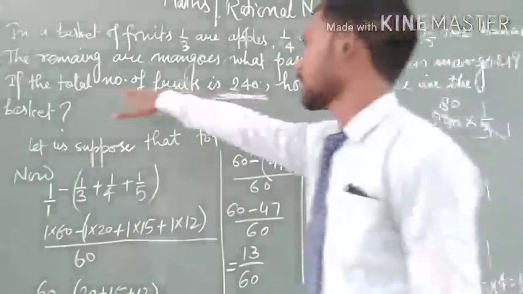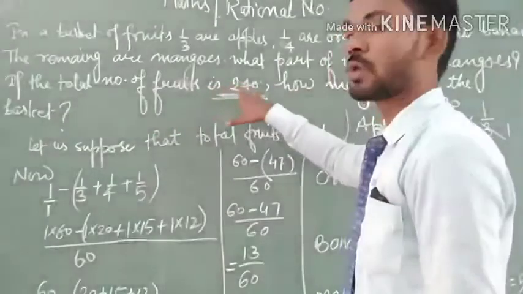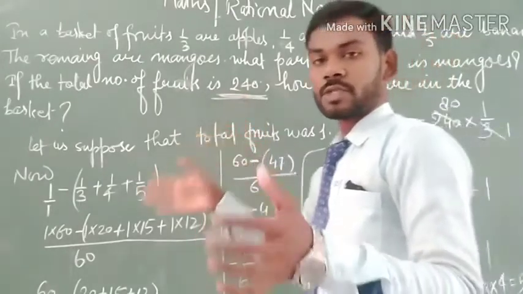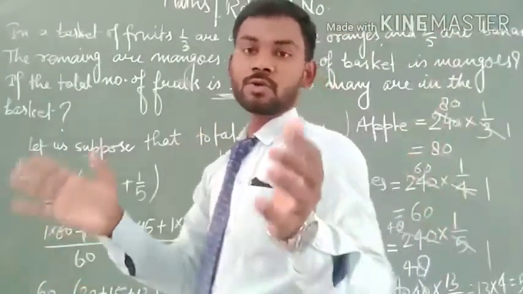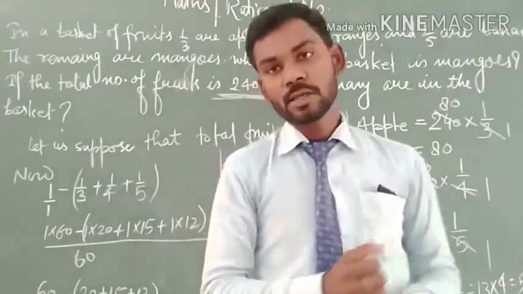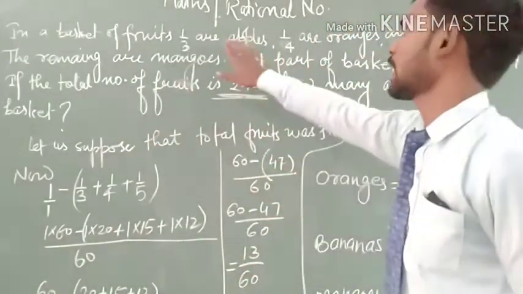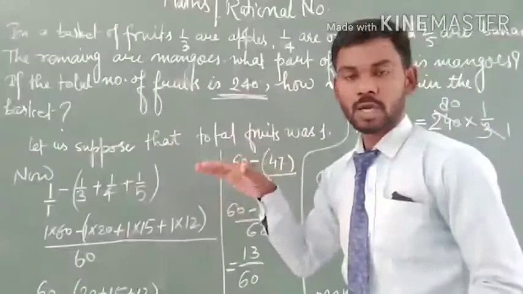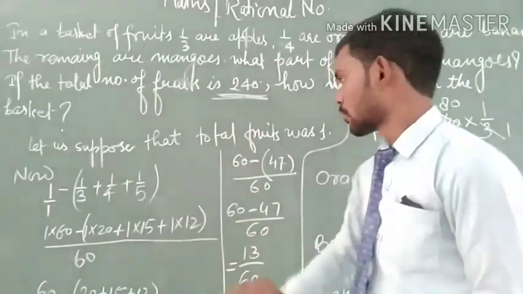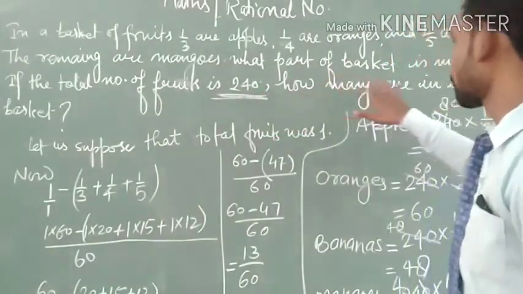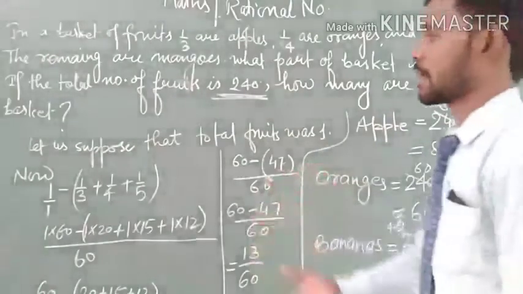If the total number of fruit is 240, okay, if we suppose that in the basket the total number of fruit is 240, then it has been given that these are the parts of fruit out of the total. So if the total number of fruit is 240, then we have to find how many there are.